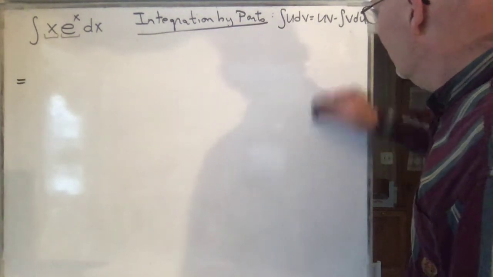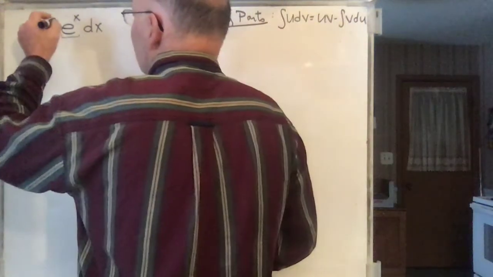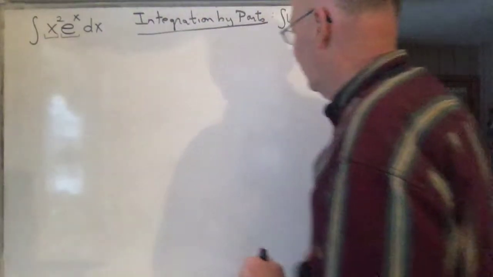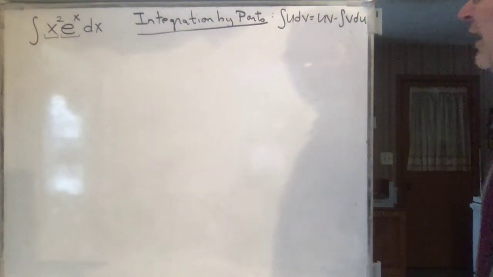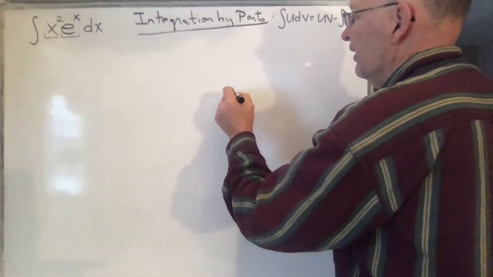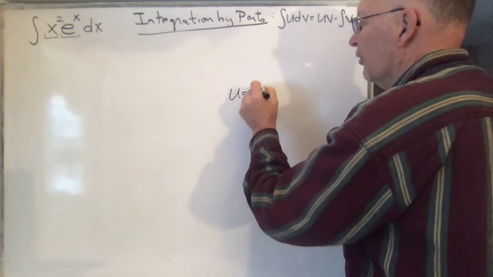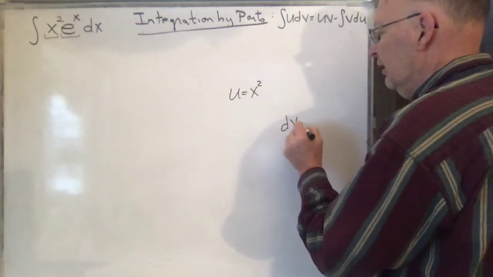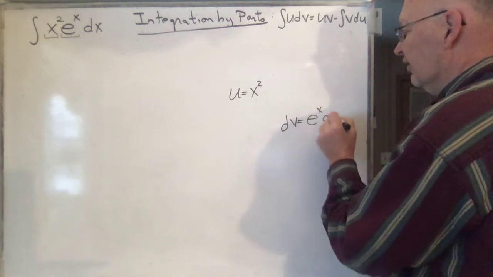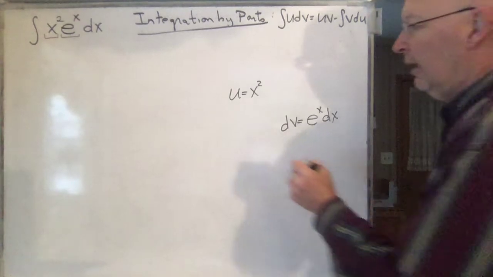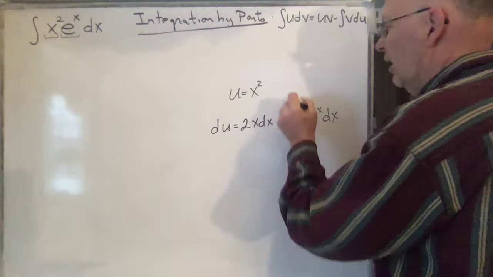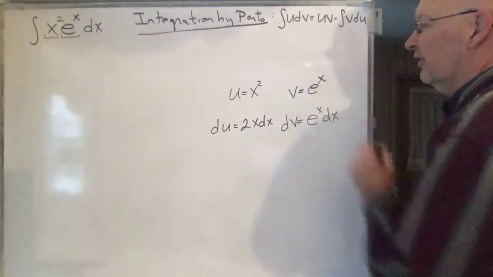Okay? So, what if instead of having an x there, we had an x squared there? How would that have changed things? Let's give it a try. So let's do the same idea I had before. Let's try to make things simpler by letting u be equal to x squared and dv be equal to e to the x dx. Then du is going to be 2x dx, and v is going to be e to the x again.